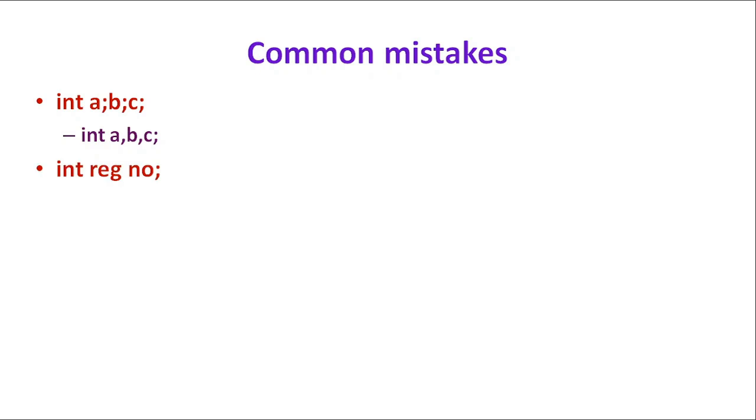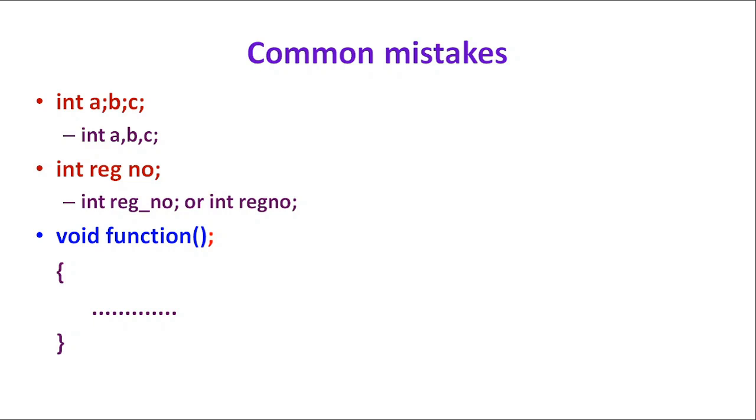C compiler does not allow the inclusion of space in a variable name. Variable names must be single words without any space. If needed, underscore may be used to separate the two words in a variable name. Underscore is the only symbol allowed in a variable name.